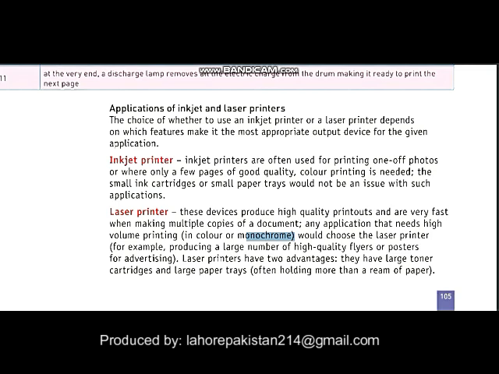You will use a laser printer, and it will produce a large number of high quality flyers or posters for you for advertising. And they have two advantages. They have larger cartridges and larger paper trays to print large sized prints.